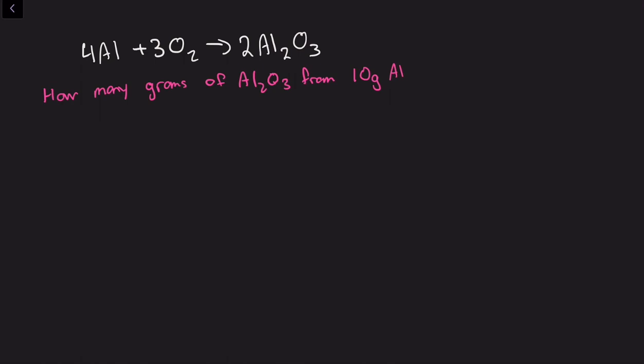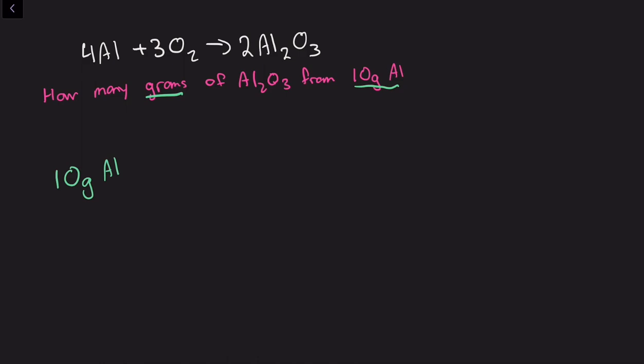Now let's look at how to convert from mass to mass, or from grams to grams. It's asking us how many grams of aluminum oxide can be produced with 10 grams of aluminum. So we're starting with 10 grams of aluminum. We want to end with a certain amount of grams of aluminum oxide. So we have to go through this entire process of converting units until we find a conversion factor to get to grams of aluminum oxide.